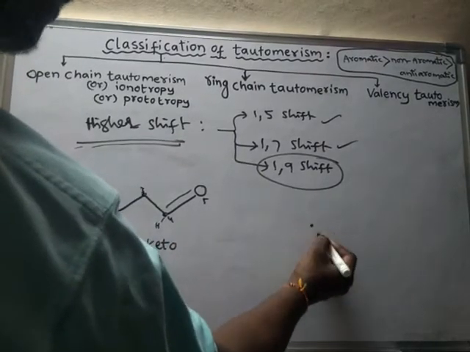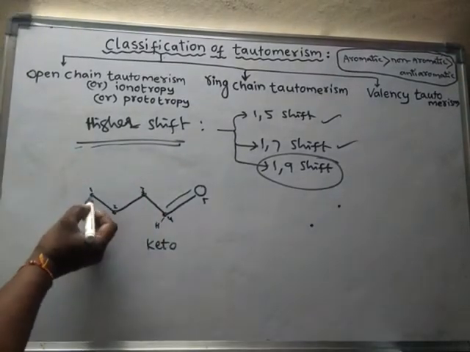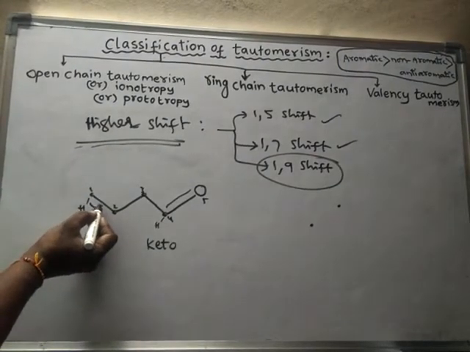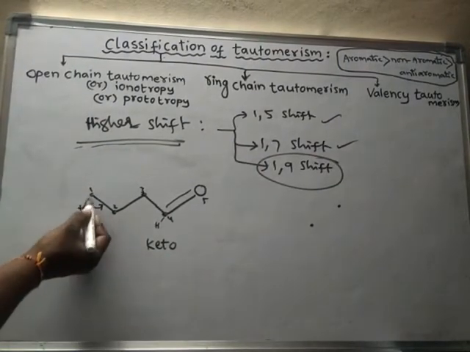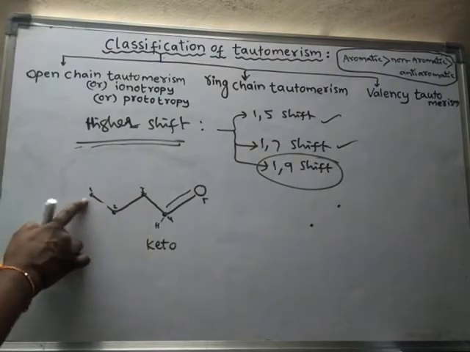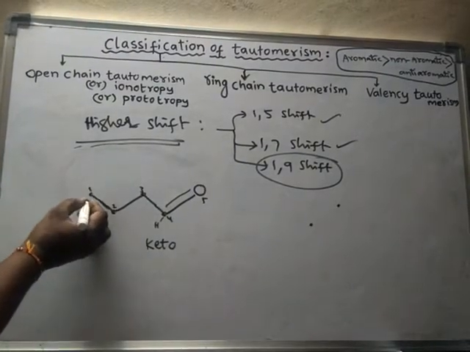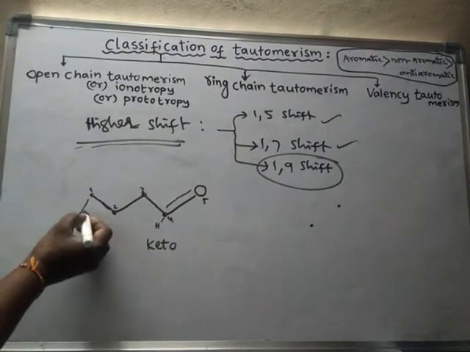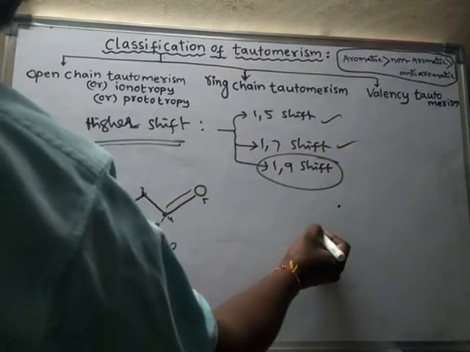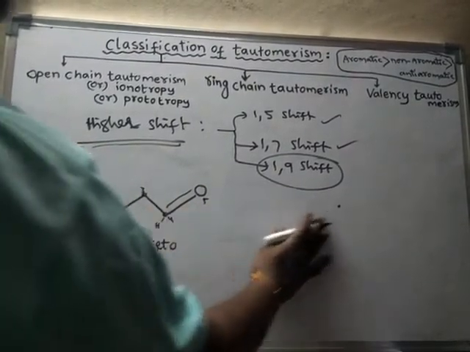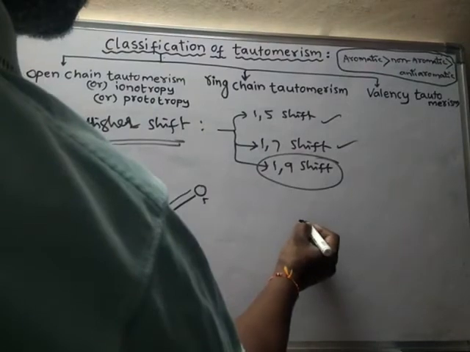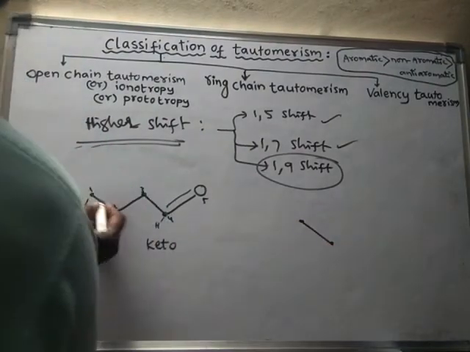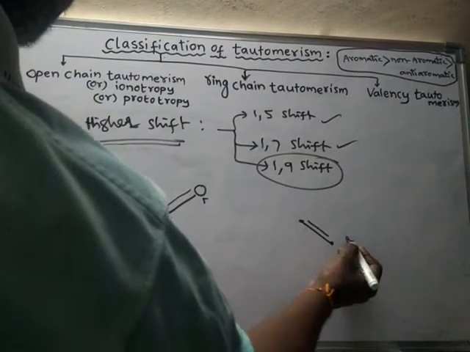So here there is no hydrogen on this carbon. So this bond is shifted to this one. Between carbon and hydrogen there is a bond. This bond will shift here. These two are the carbon atoms. So between these two carbons a new bond is formed.